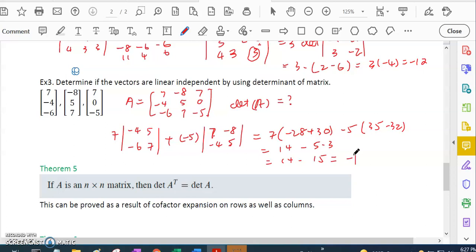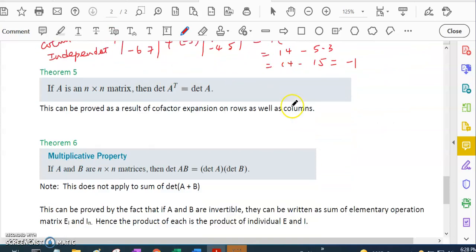Yeah, so this is the determinant. So are they linearly independent? Yes, because it's not 0. So the determinant of A is not 0, so we can conclude that the columns are independent because it's invertible, according to the IMT. So this is the usefulness of it: you can use it to see if vectors are independent.